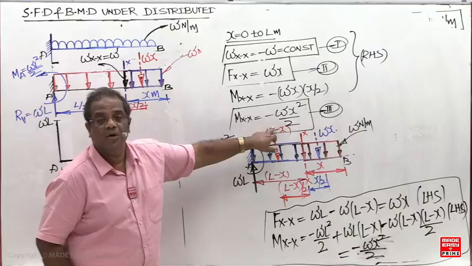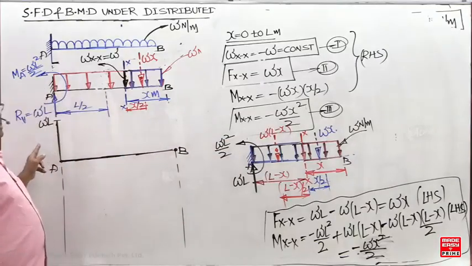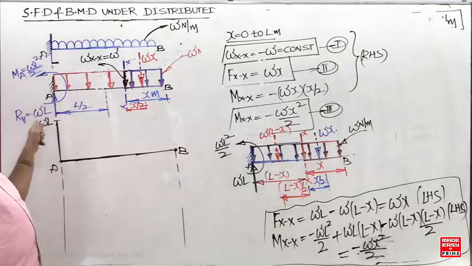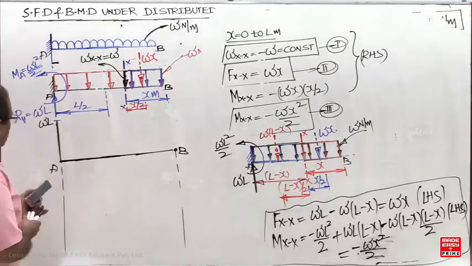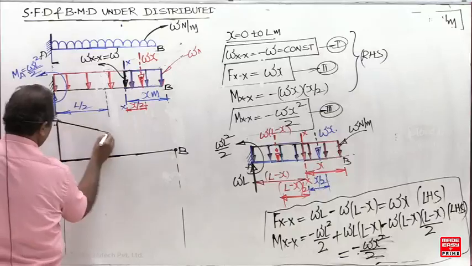Similarly, how do we cross-check whether the bending moment equation is correct or incorrect? If I put x equal to 0, bending moment is 0. And here, x is equal to L. What is the bending moment? Minus WL square by 2. Now, how do we join it from here to here? Linear.